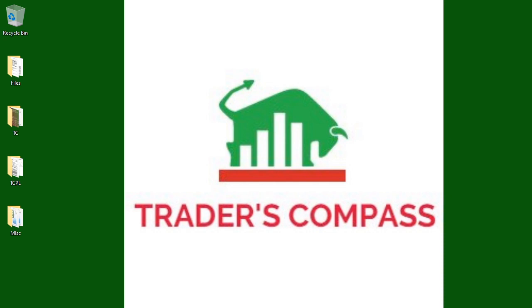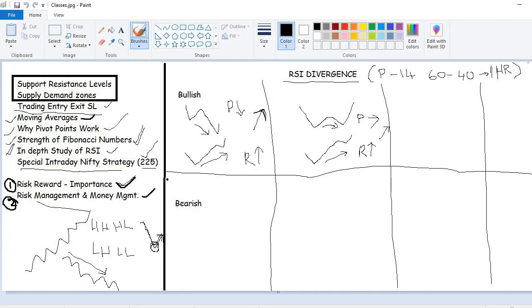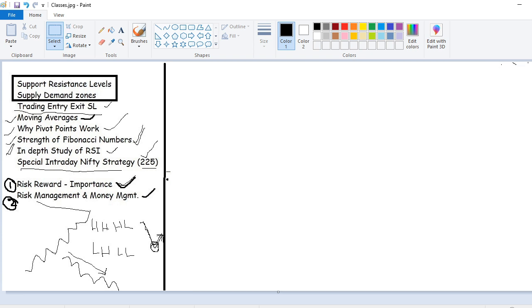In our previous session, we discussed RSI. We discussed RSI levels, what are the better modified levels of RSI, and how to use divergence. By using divergence, how we can make better trades in the stock market.